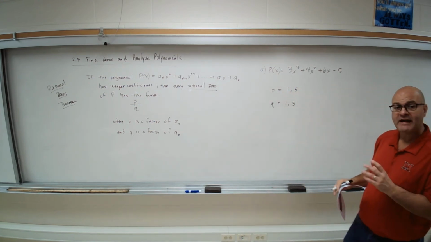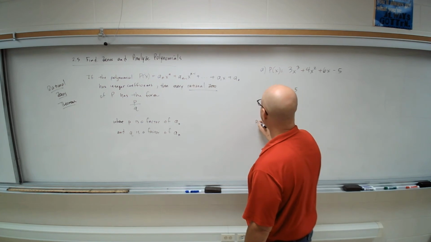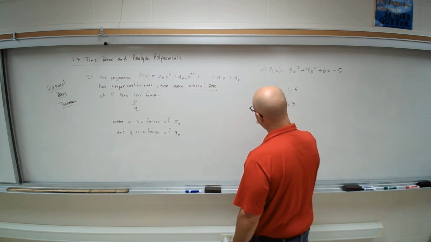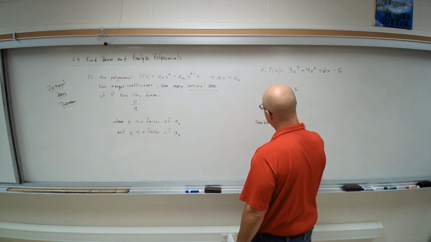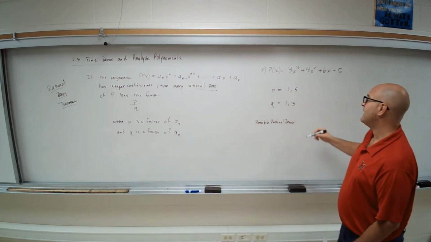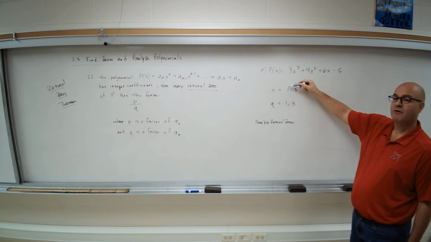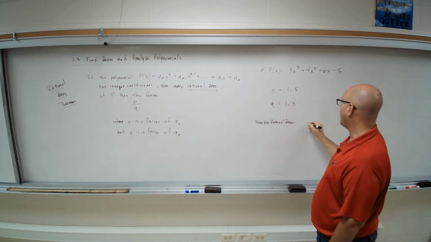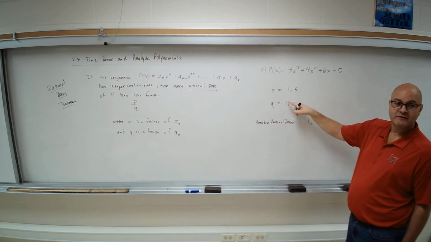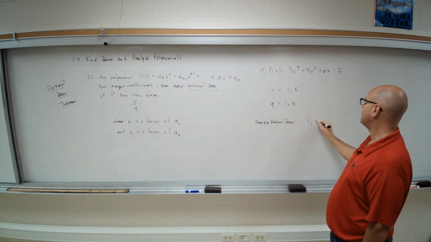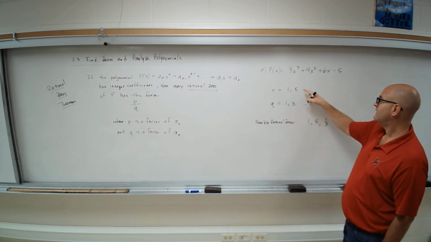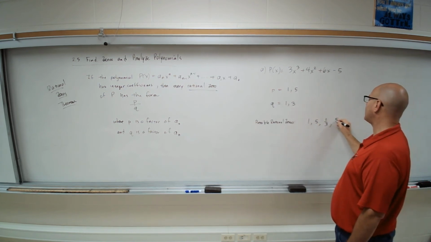So now we're going to make all the fractions, so our possible rational zeros would be, you take each of the p numbers and put them over each of the q numbers. So it could be 1 divided by 1, which is 1, 5 divided by 1, which is 5, 1 divided by 3, which is 1/3, 5 divided by 3, which is 5/3.